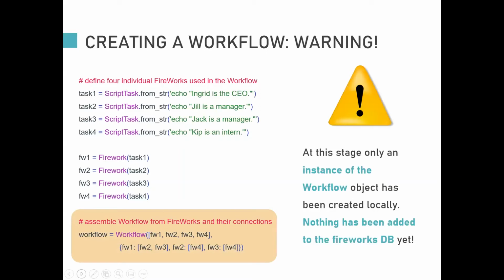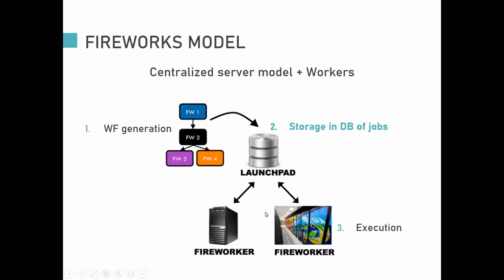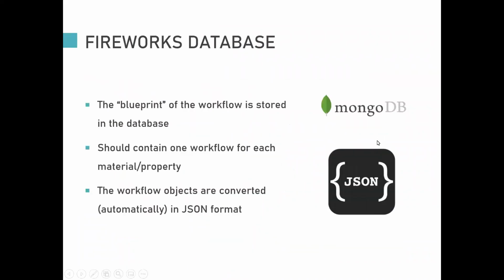Just one warning here: when you run your Python script, you only have an instance of the workflow object created locally on your machine or on the front end of your cluster, but nothing has been added to the FireWorks database yet. So let's go now to the storage of the jobs in the database. Basically, the FireWorks database contains the blueprint of the workflow, okay? It should contain one workflow for each material property that you are aiming to compute, or that is already being computed, and all the workflow objects are converted automatically to a JSON format, which is adequate for MongoDB.